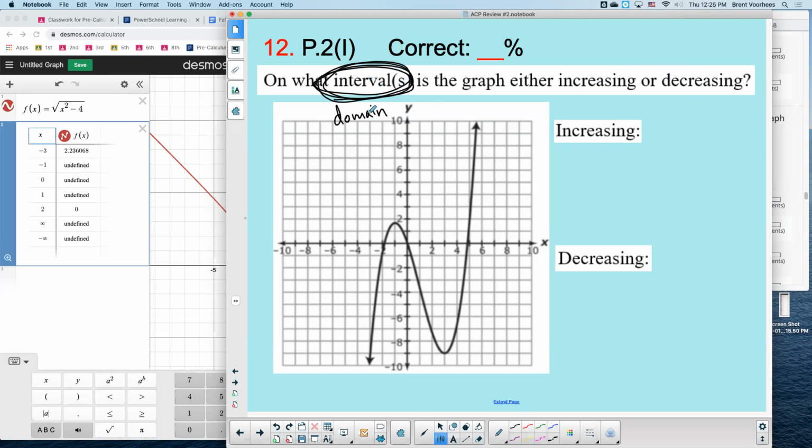So the only reason they don't use the word domain is because they never use brackets. So if you see the word intervals, it's all going to be parentheses. But you look at the x values. Okay, so on this problem, looking left to right, what is the graph doing initially? As you go left to the right, what's it doing initially? Is it increasing or decreasing?